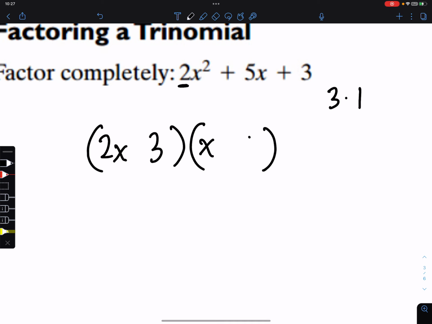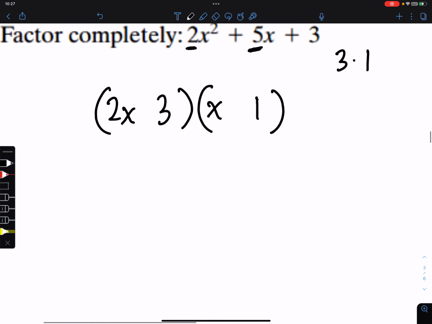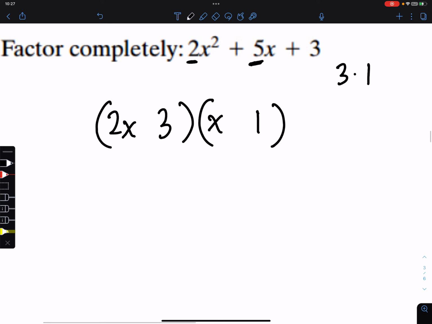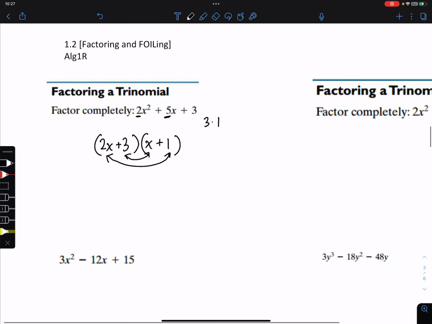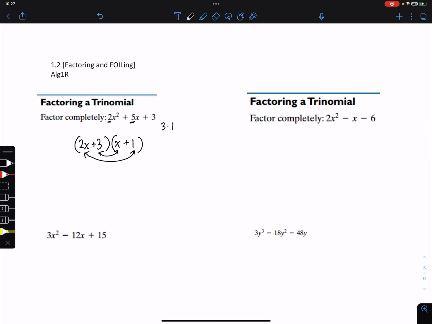Now, if you put a 3 and 1 here, this requires a good number sense, right? Because we have a plus 5 right here, and to get that plus 5, we would have to do this times this, and this times this, okay? And you have to think, does that give me a 5? Yes, we have a plus 5 if this is plus and plus, right? But it gets a bit challenging when there's more factors, right?